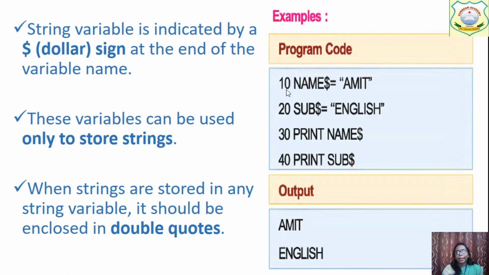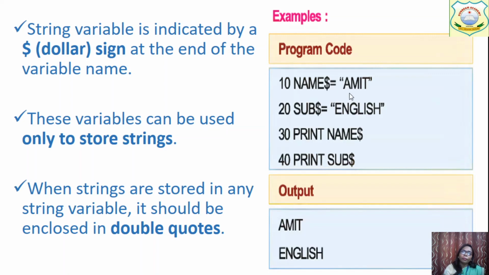Here it is written name. 10 is the line number; 10, 20, 30, 40, all these are line numbers, as you know. Now what we are doing here, this is a string variable. String variable name and dollar sign. In a string variable, the dollar sign is put at the end. So what we are doing is giving a value to the string variable. We are assigning a value to the string variable. So what is the statement? NAME$ equals double quotes Amit.